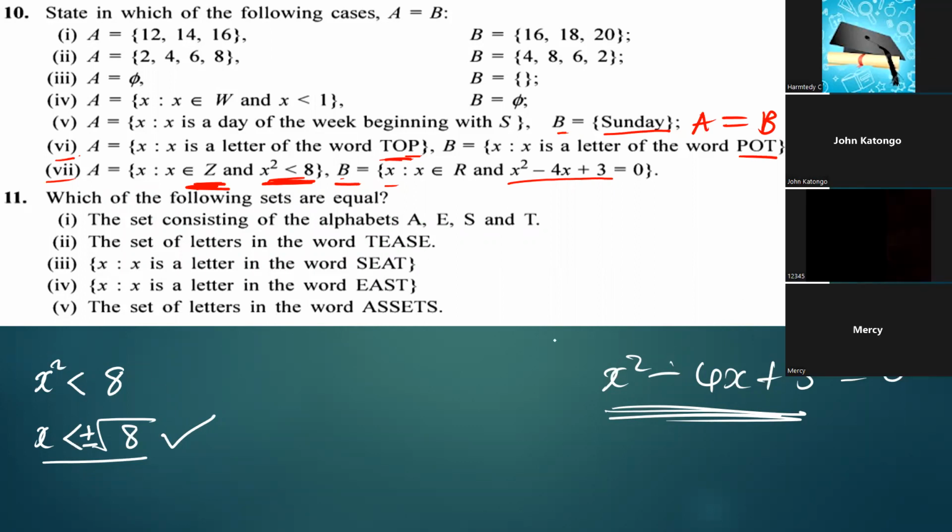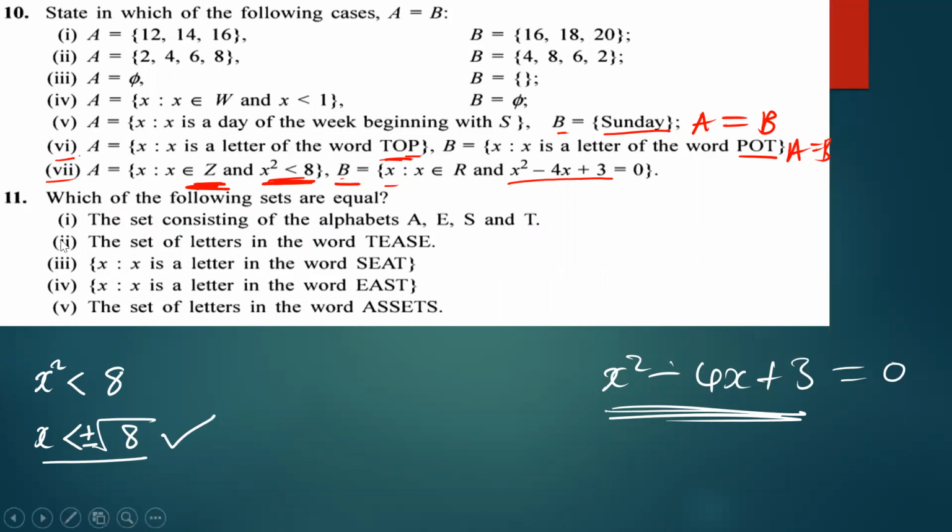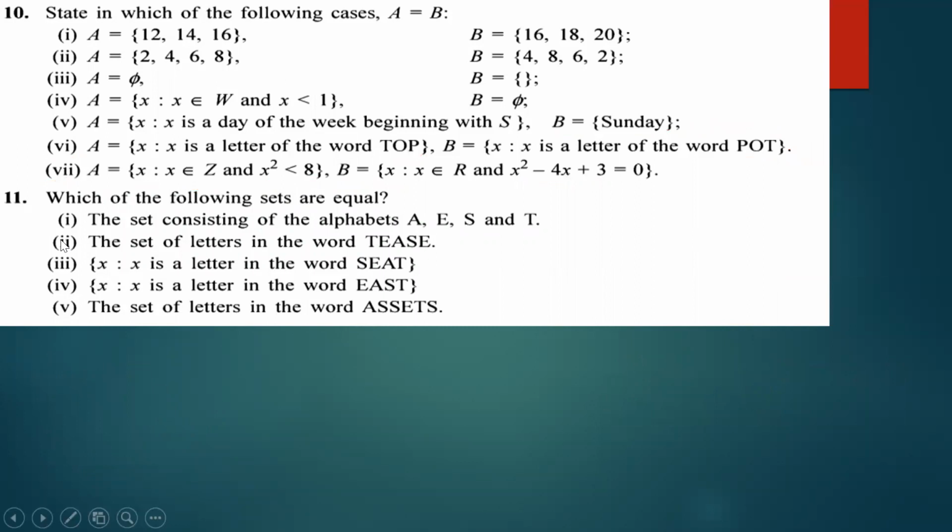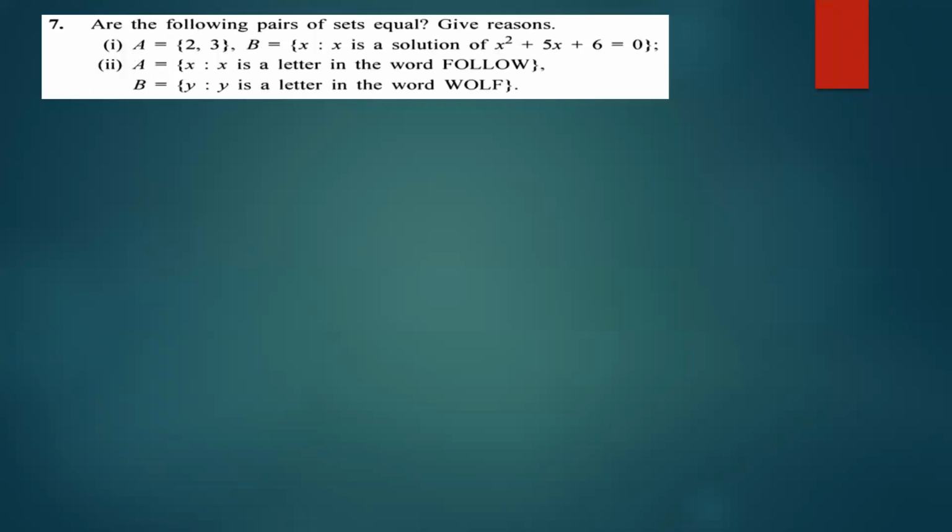Okay, so let's quickly do question 11 so that we will quickly finish up the remaining part. I think this is just too simple, maybe we can just skip this. Okay, we have these sets. They are asking us to say, are the following pairs of sets equal? Give reasons. So I'll just solve the first one there.